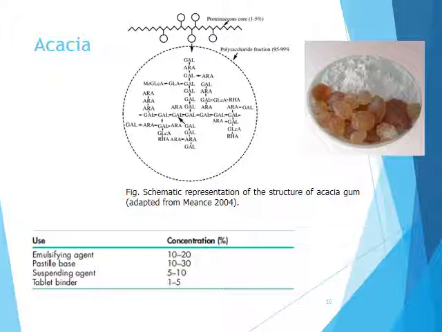5% of the structure. And also there is another table, in which the concentration of Acacia according to the use of this excipient. Like for example, if we want to use it as emulsifying agent, we should use a concentration of 10 to 20% and so on. So these are some information about the structure of Acacia and the use with the concentration of this excipient.